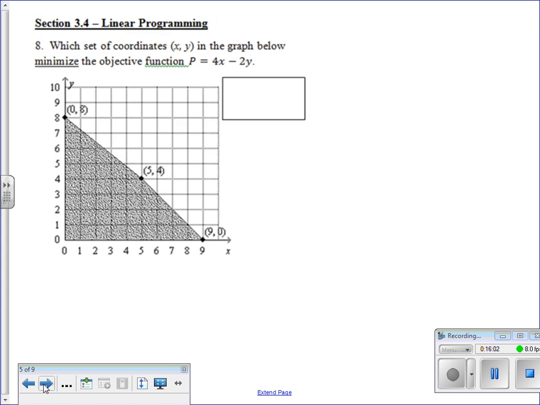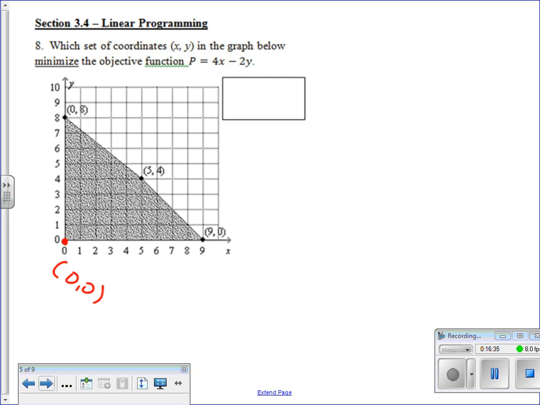Okay, which set of coordinates below minimize the objective function P equals 4x minus 2y? How many vertices do I have to worry about? One of them is not labeled. Which one's not labeled? 0, 0, the origin. This one's not labeled, but this is a vertex. This is where they meet. They meet there. They also meet at 0, 0. So I have to include that as part of my possible answer.